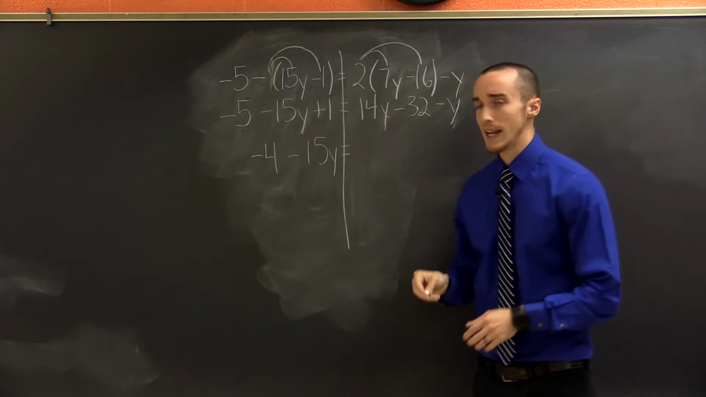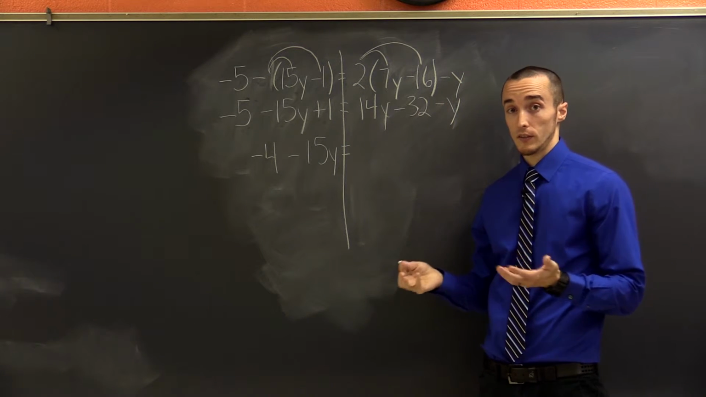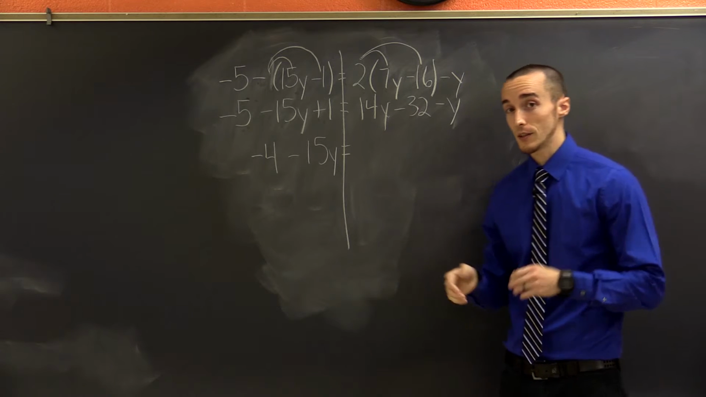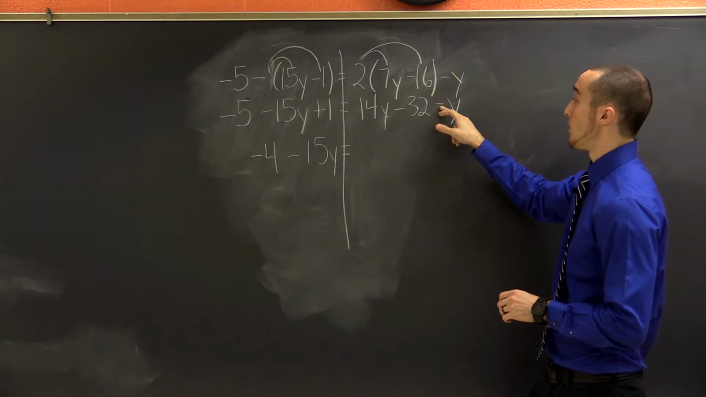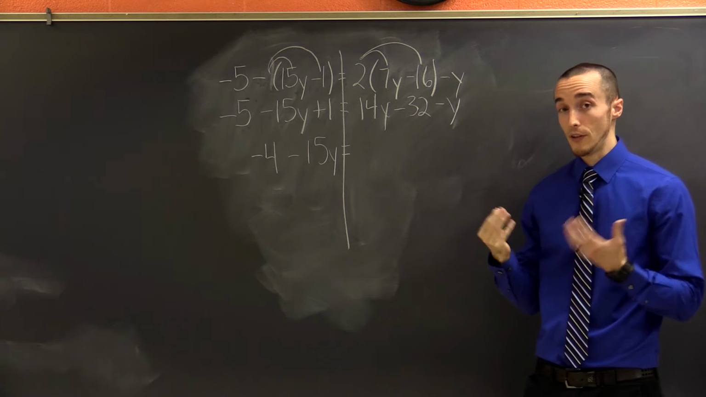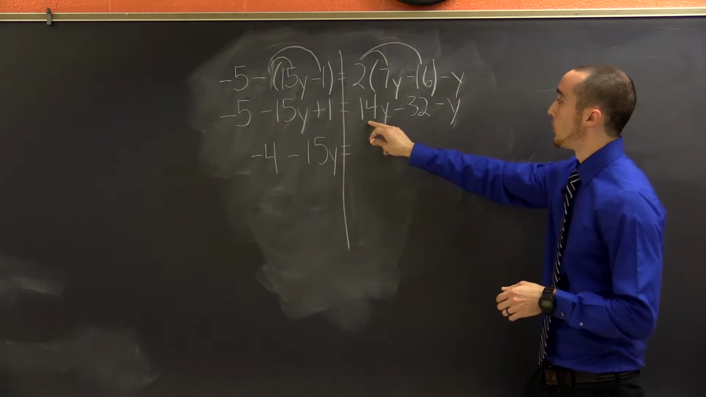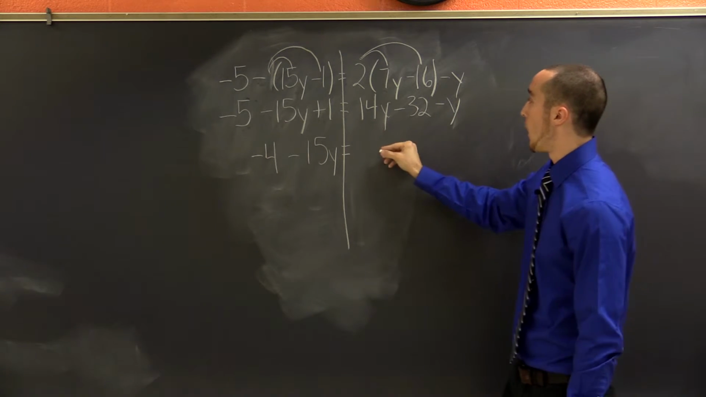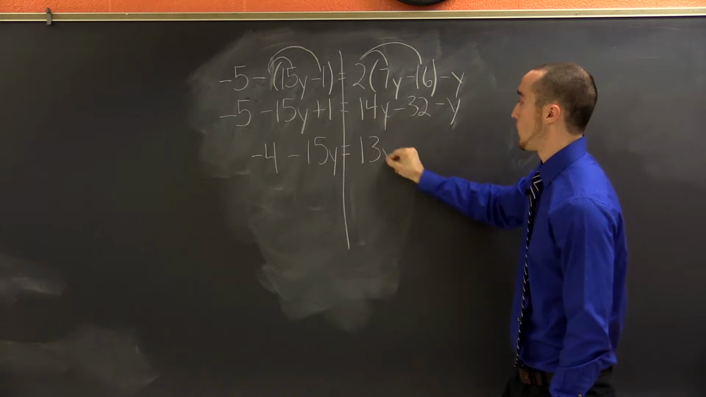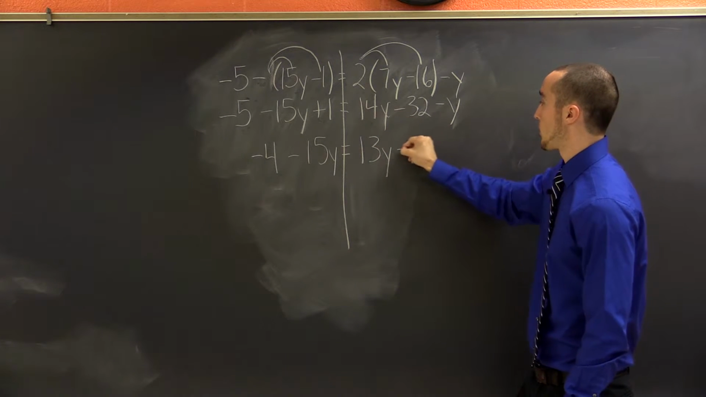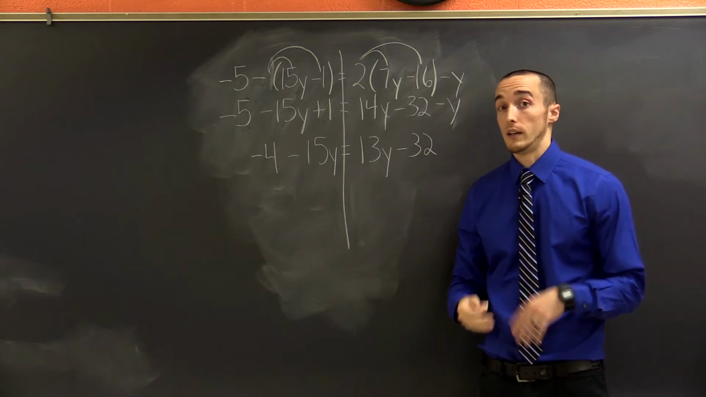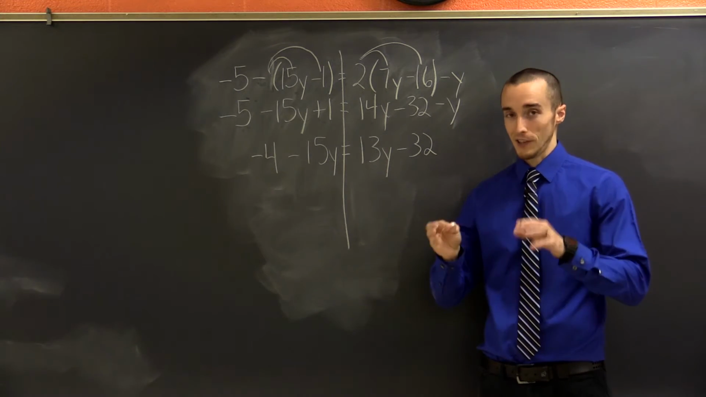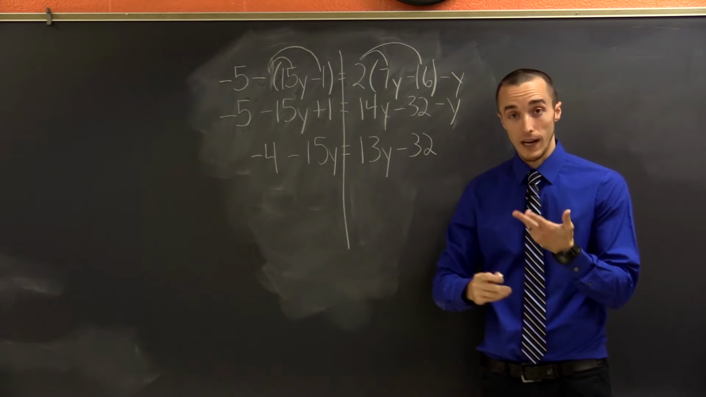But how about the right-hand side? Are there any places on the right-hand side where we can combine like terms? Well, once again, we've got a 14y and a minus 1y, and we can combine those since those are like terms. So 14y subtract 1y is going to give me 13y, and drop down your constant of negative 32. So again, all I've done is combine like terms. Okay, distributive property, combine like terms.